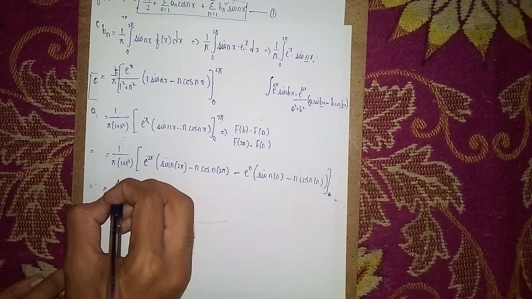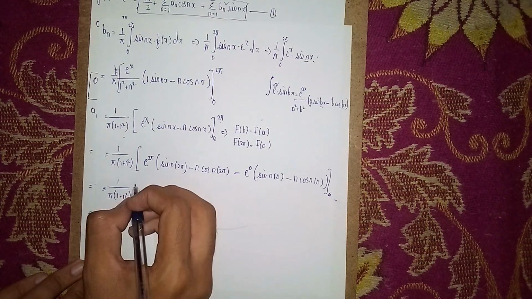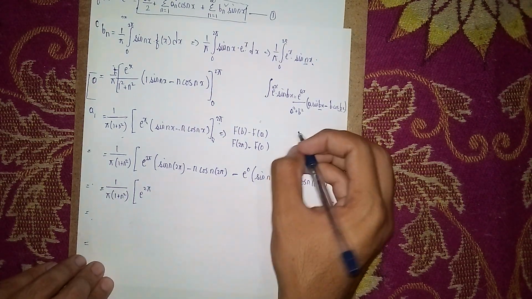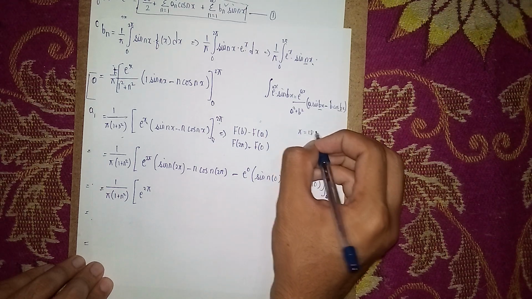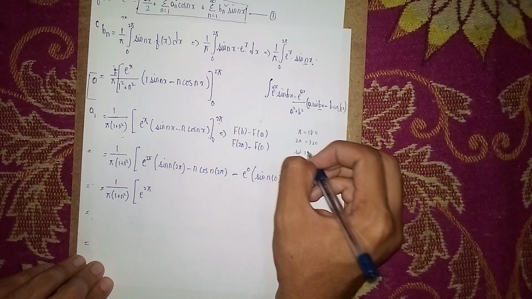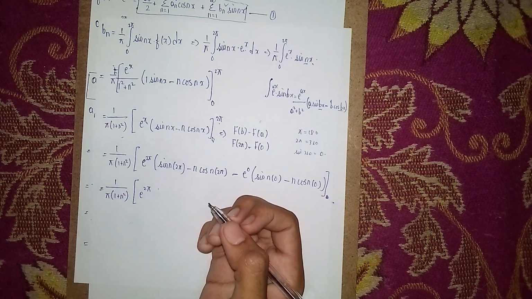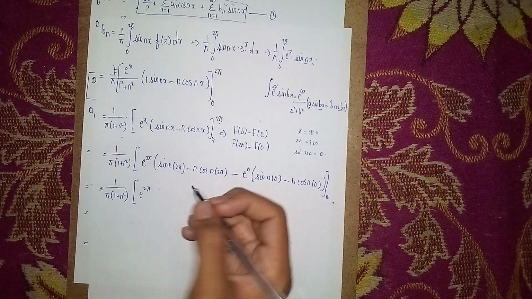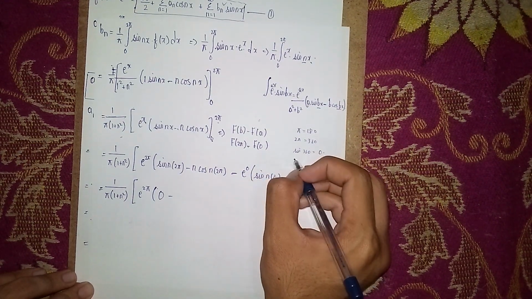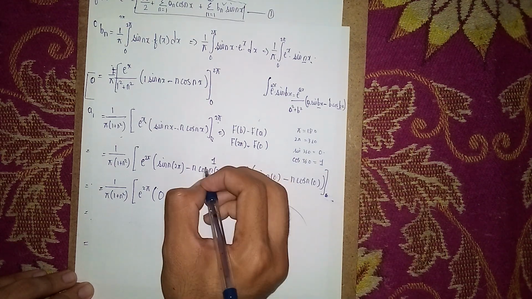After that it will become 1 by pi (1 plus n square). Now e power 2 pi: same here, sine 2 pi means 360 degrees. Sine 360 is equal to 0, so it becomes 0. Here also cos 360 is equal to 1. Now this function will become 1.